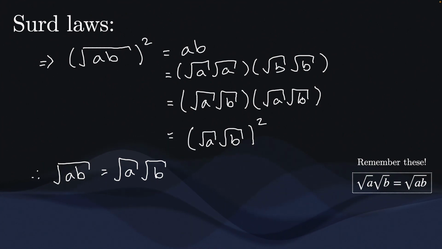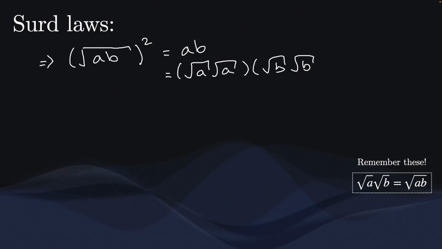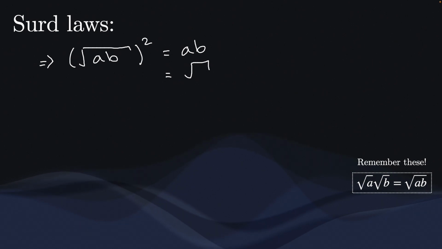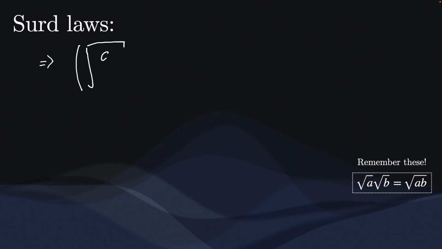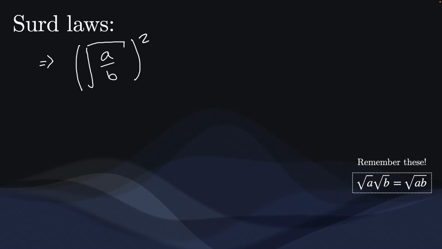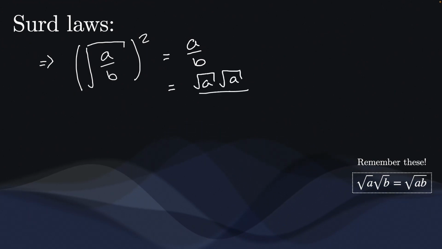Now the next one, I'm just going to take all this away. Well, we now know that the square root of a times the square root of b is equal to the square root of a times b. Therefore, what happens if we do the same thing, but with the square root of a over b? So let's start again. We'll say the square root of a over b, and then square that is just a divided by b. And same thing again, we can just say a is the square root of a times the square root of a, so we write root a times root a over root b times root b.